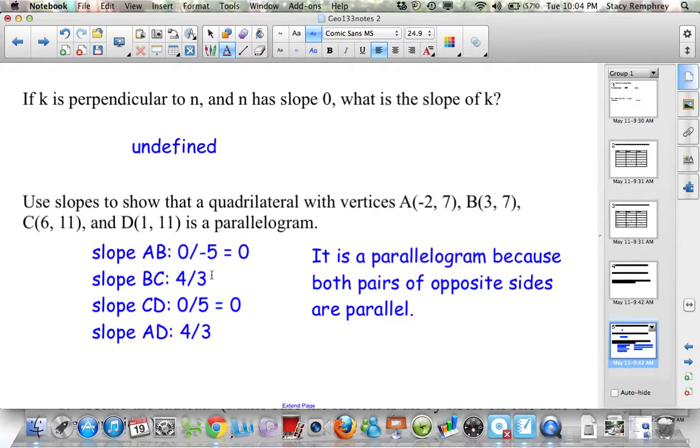And you can see once I've done the slopes, I've now proven that AB and CD are parallel because they have equal slopes, and BC and AD are parallel because they have equal slopes. I can also, looking at this, prove to you it's not a rectangle because the consecutive sides, or the ones next to each other, aren't opposite reciprocals.